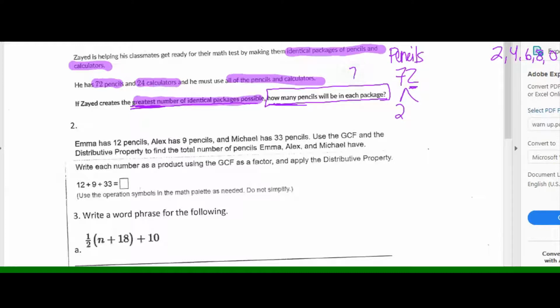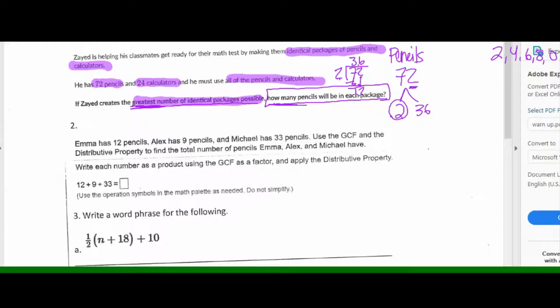So I know I can start with 72 and divide it by 2. 2 goes into 7, 3 times. 2 times 3 is 6. I subtract, 1 left over, 1 remaining. I bring down my next number, which is a 2. 2 goes into 12 6 times. So that means that 2 times 36 will give me 72. So the 2 factors I want to use are 2 and 36.